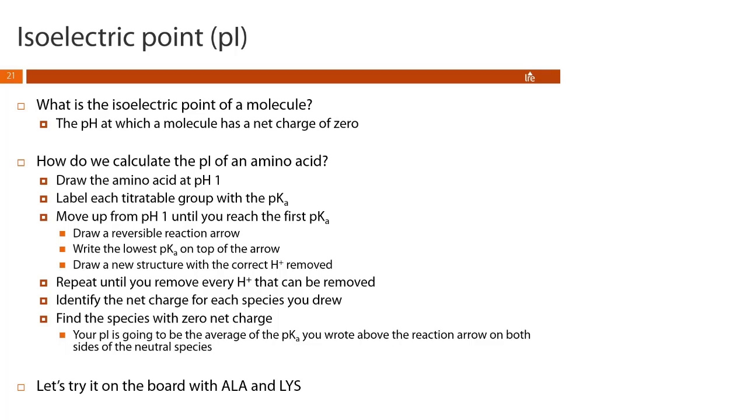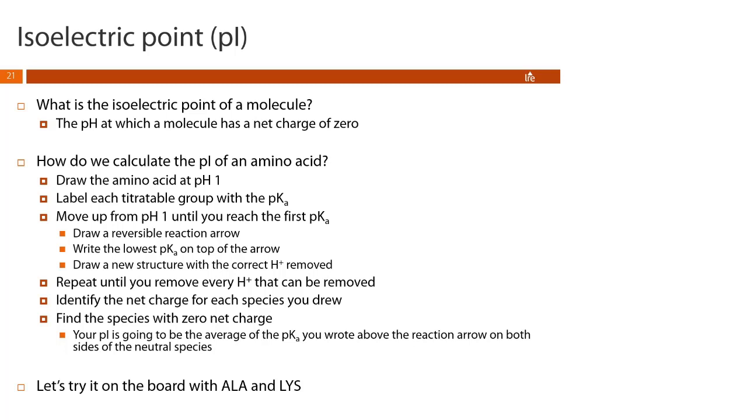We're going to move up from pH 1 until we reach the first pKa. We're going to draw a reversible reaction arrow and write the lowest pKa value on top of the arrow. And then we're going to draw a new structure with the correct proton removed. We're going to repeat this until we remove every proton that can be removed.